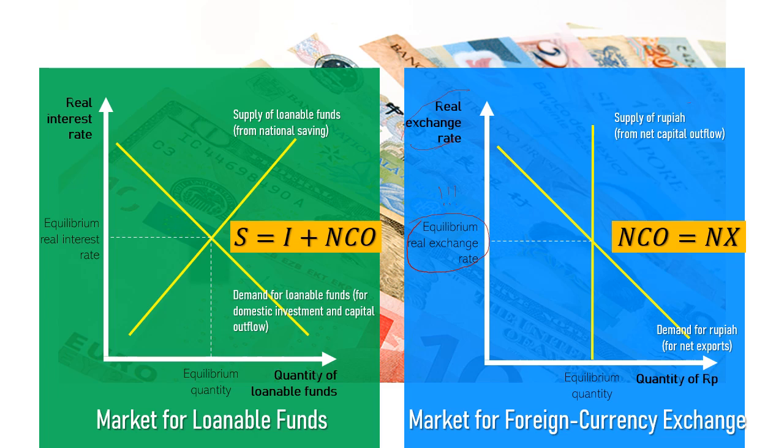Supply of rupiah means the amount of rupiah to be exchanged into foreign currency. It is not the country's money supply, remember. It is the excess of national saving that flies abroad in the form of net capital outflow. From the discussion earlier, we know that NCO, or net capital outflow, is affected by the real interest rate, not the real exchange rate. Therefore, since NCO, or the supply of rupiah, is not affected by the real exchange rate, the supply curve is vertical.